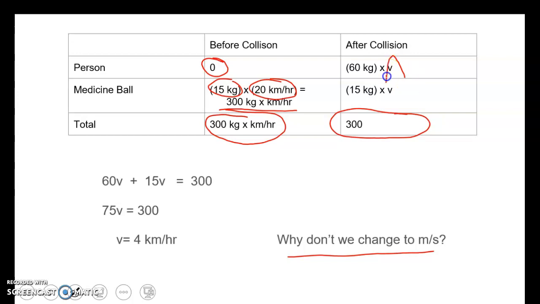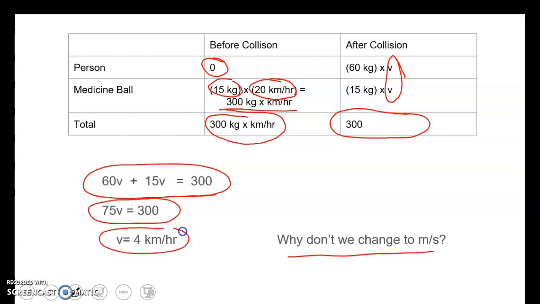Now I don't know the velocities, so I take the mass of the person, 60 times v, plus the mass of the medicine ball, 15 times v, and make it equal to 300. So I make a nice little equation here, solving for v. I combine like terms, divide by 75, and I get a velocity of 4 kilometers per hour. So the ice skater and the ball are both traveling to the right, because it's positive, 4 kilometers per hour.